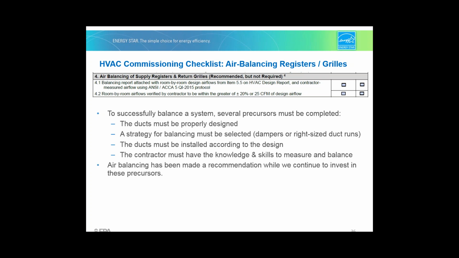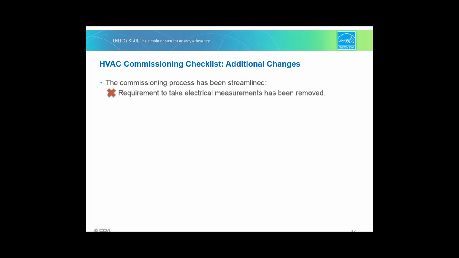And so with revision 8, we've made this commissioning task a recommendation, but we continue to invest in those precursor steps. Hopefully, eventually, we'll get the program back to where that's mandatory for every home, but that's not where we are right now as a program. So these are the 4 sections of the new HVAC commissioning checklist. Hopefully, it should look pretty familiar to you already.